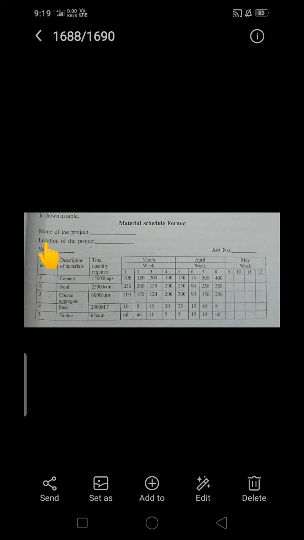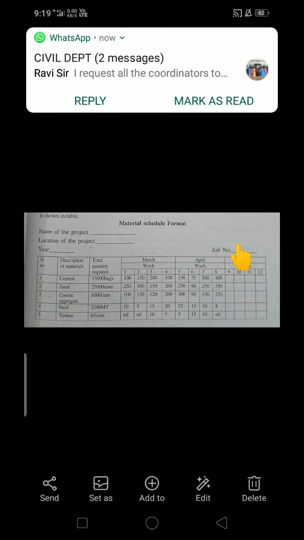In the left corner are the name of the project and the location of the project. Suppose the name of the project is the construction of a residential building, and the location is somewhere like Gandhinagar or Jayanagar. Then the year when we are starting, 2019, and the job number, which we refer to by colony number. If we have previously constructed 4 to 5 buildings, then this will be our 6th one.